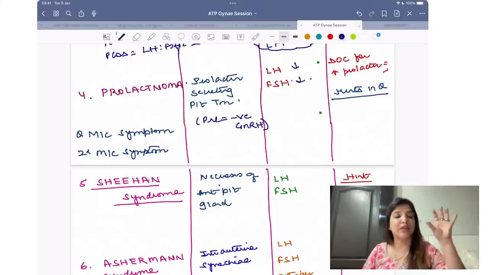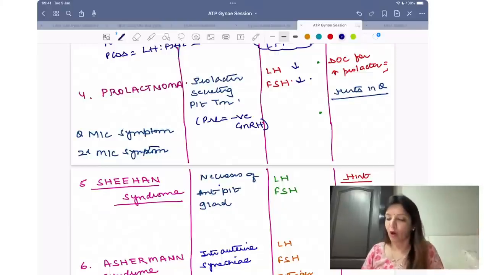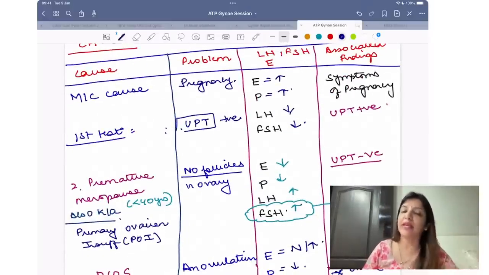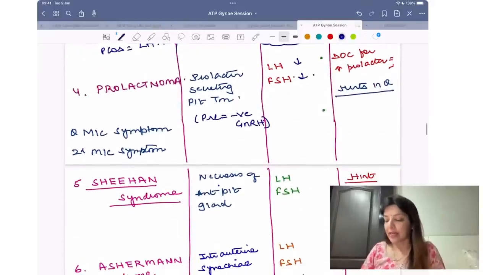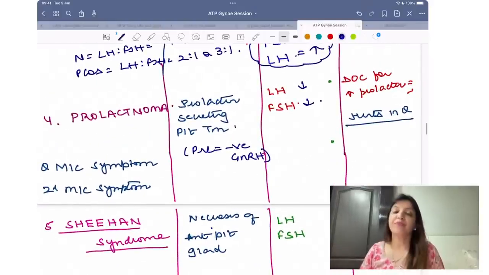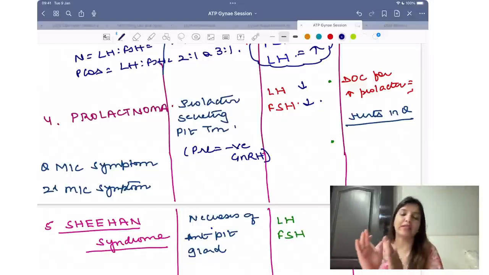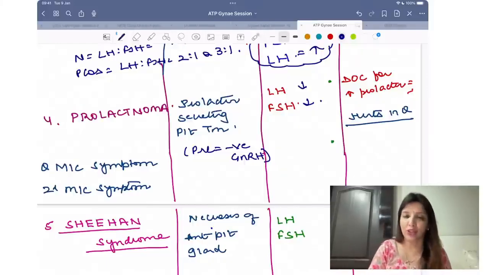If the problem is of the hypothalamus or pituitary, then always LH and FSH would be decreased. If the problem is of the ovary, that is premature menopause, then FSH would be increased, right? Now, because LH and FSH are decreased, I have to think about problems related to hypothalamus and pituitary. What are the hints in the question which will tell me that they are talking about prolactinoma?